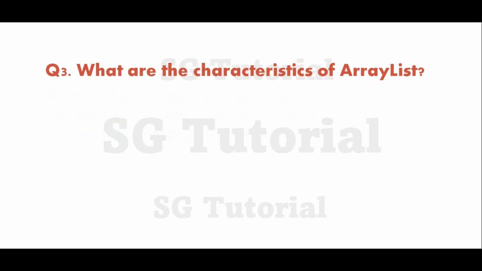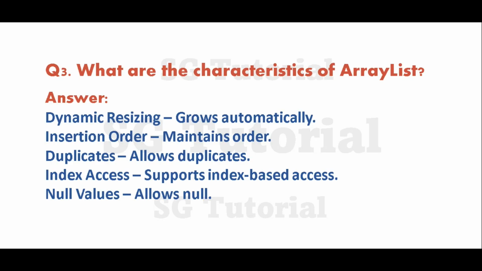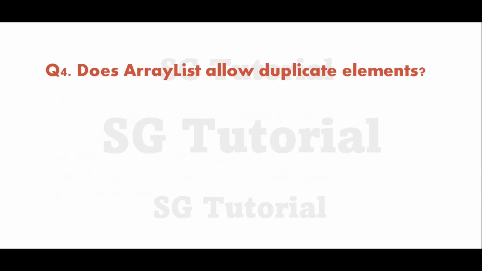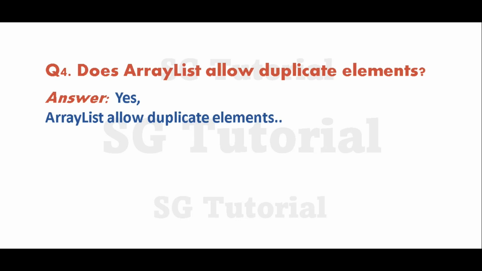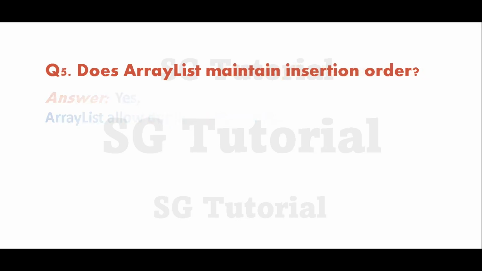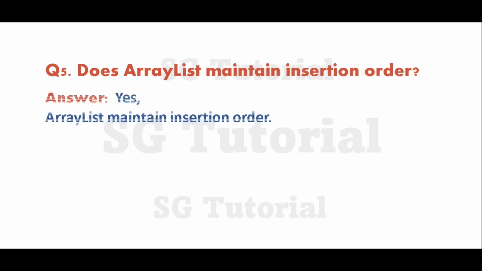And another question is, what are the characteristics of ArrayList? You can simply say it has a dynamic size, it grows and shrinks automatically, it maintains the insertion order, it allows duplicate elements, it supports index based access, and it allows storing null values. Okay, and the next question is, does ArrayList allow duplicate elements? So yes, ArrayList allows duplicate elements.